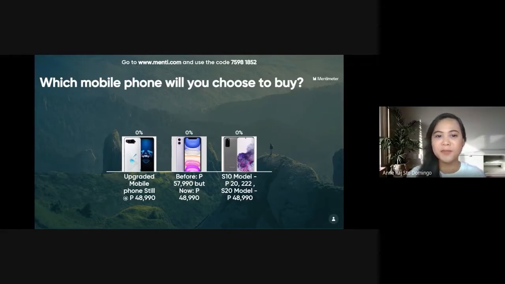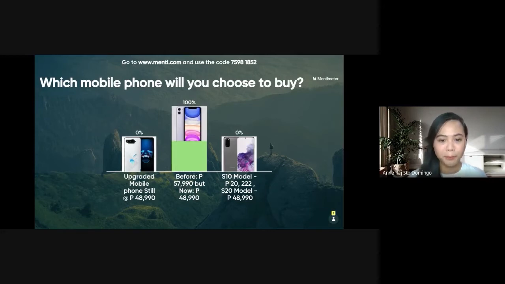From that presentation, for the first question, since the 5-5 sale is coming again, pretend you are shopping. You are privileged to choose, because your mother will buy for you since you graduated with honors. Which mobile phone will you choose to buy? When you pick one, we will see the percentage of those who chose it.